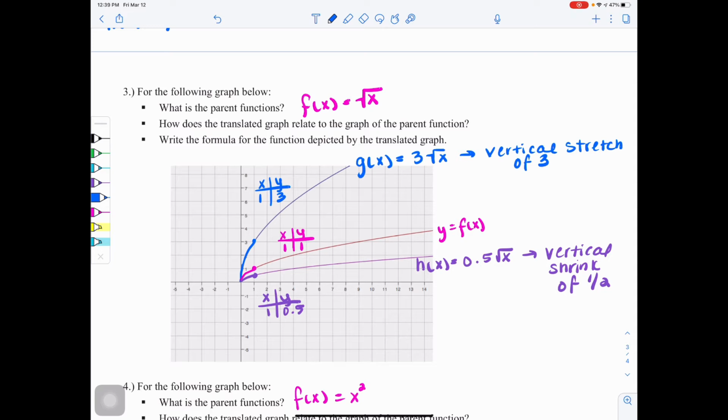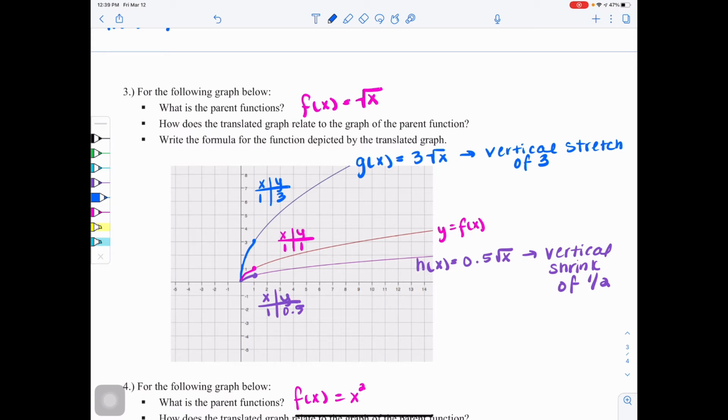If I look at the purple, h of x, if I wrote down where my y value was at 1, I'm at 0.5, so you can see the output was multiplied by 1/2. So my equation should be h of x equals 0.5 times the square root of x, which would be a vertical shrink of 1/2. So I'm answering the second question and the third question kind of at the same time there.